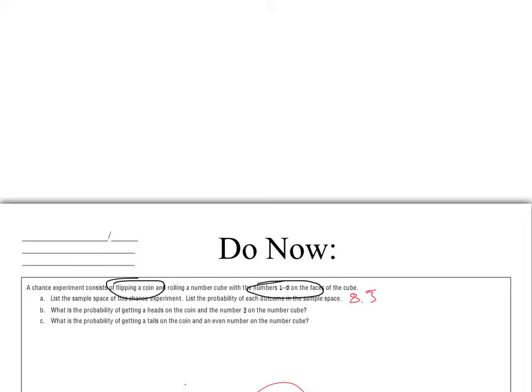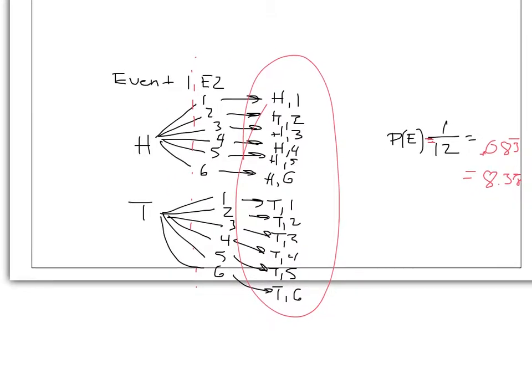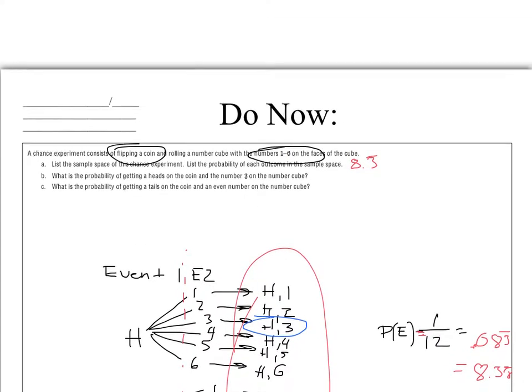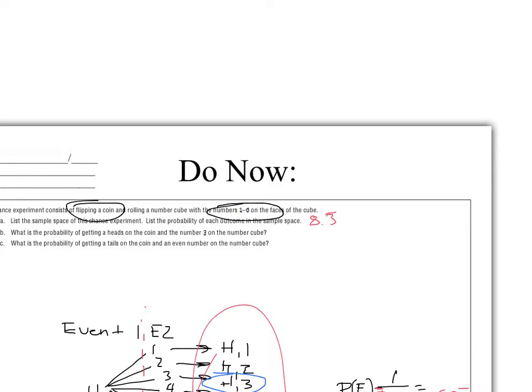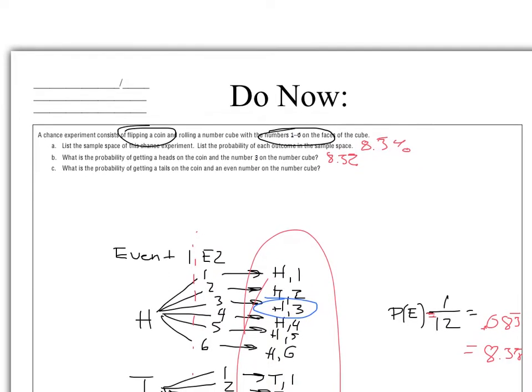It says, what is the probability of getting heads on a coin and a number 3 on the number cube? So again, there are 12 total possibilities. In this case, this is the only event that meets that criteria. So it also has a 1 out of 12, which means we also know that this is going to be 8.3%.